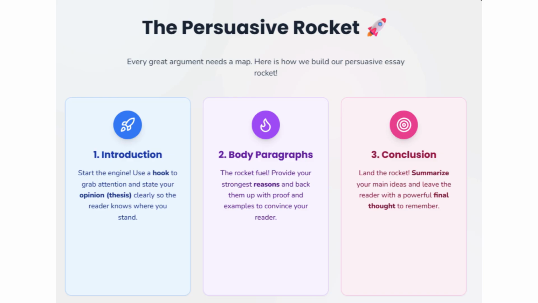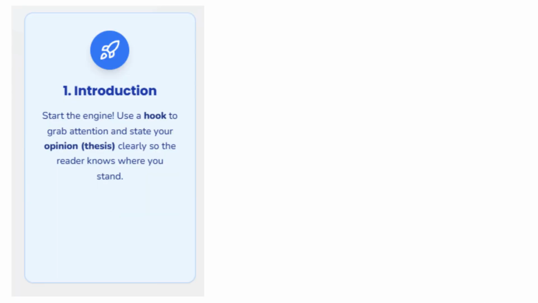But before we look at the facts and pick a side in the great Google debate, we need a roadmap. Whenever you write a persuasive essay, you need a clear structure to guide your reader. Think of it like building a rocket ship in 3 main stages. Stage 1 is the introduction. This is where you start the engine. Your introduction needs 2 very important things.